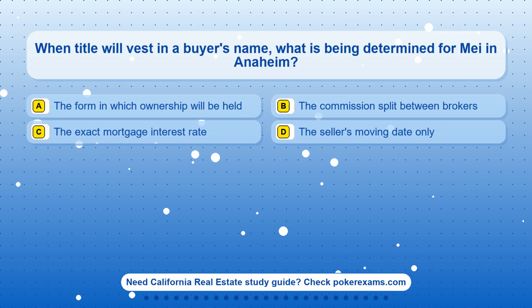Question 8. When title will vest in a buyer's name, what is being determined for May and Anaheim? Option A. The form in which ownership will be held. Option B. The commission split between brokers. Option C. The exact mortgage interest rate. Option D. The seller's moving date only.